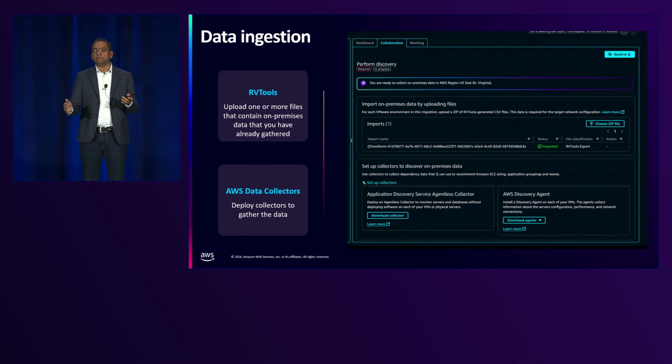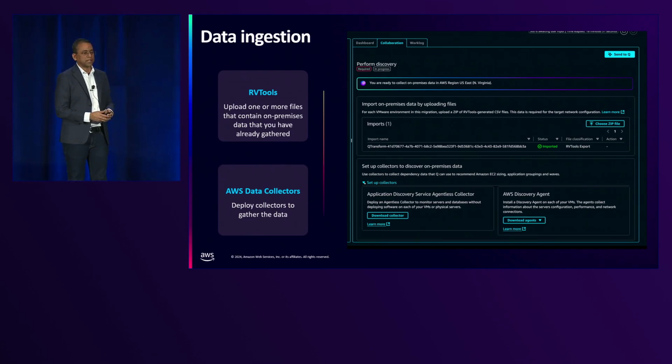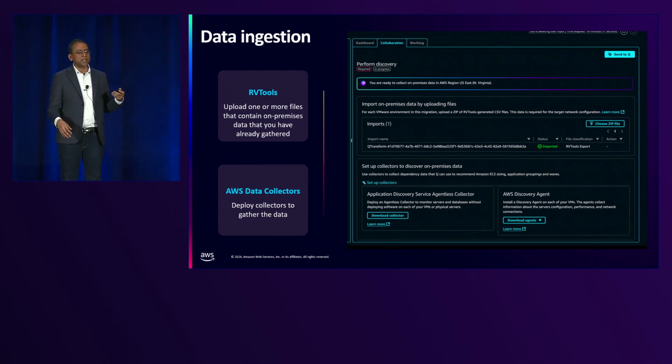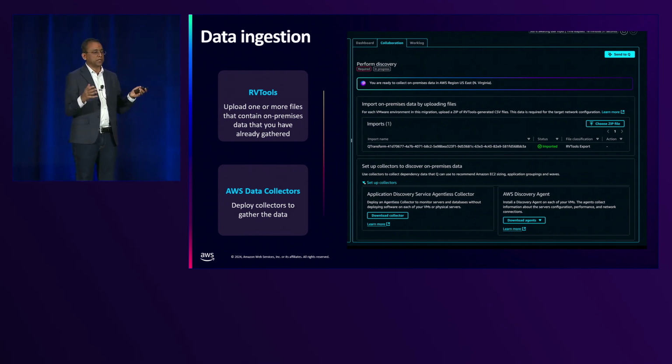If you already have a lot of VMware data exported through RV Tools, then you can use that file and directly upload it here. If you want the live data and start capturing those, there are AWS provided data collectors that you can install. They come in two variants, like agent based and agentless. So, depending on your need and the use case, you start collecting all this data, and Q will identify and summarize and say how many applications or how many servers, how many networks that it has detected.